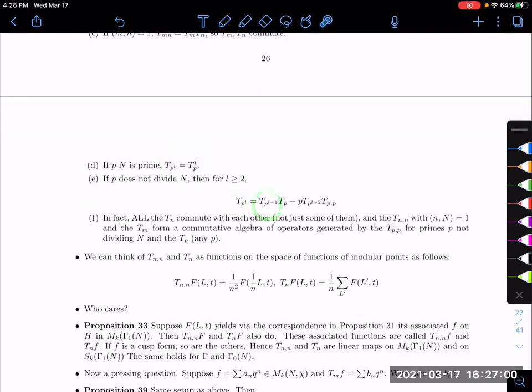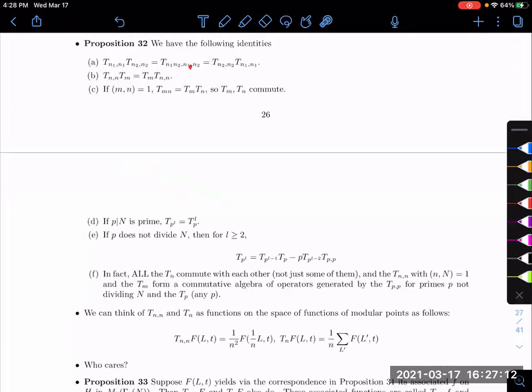T sub p to the l minus 1 composed with T sub p, and then minus this ugly expression, p times T sub p to the l minus 2 times T sub (p, p). If you take all this information and combine it though, specifically, actually, I believe you need all of this.